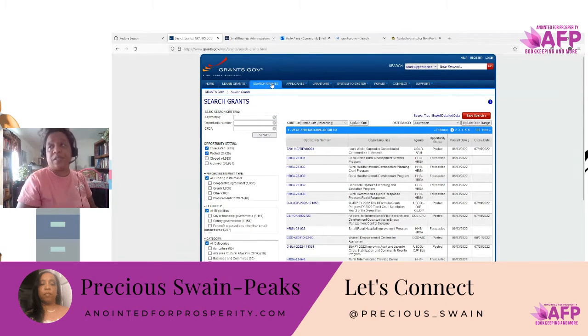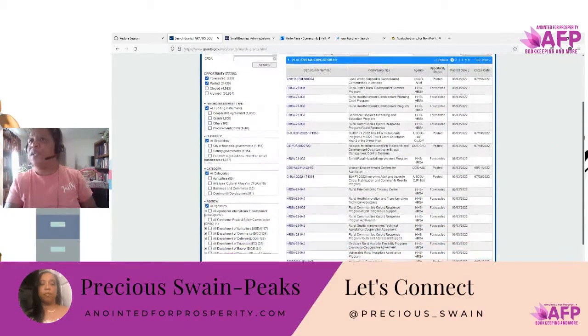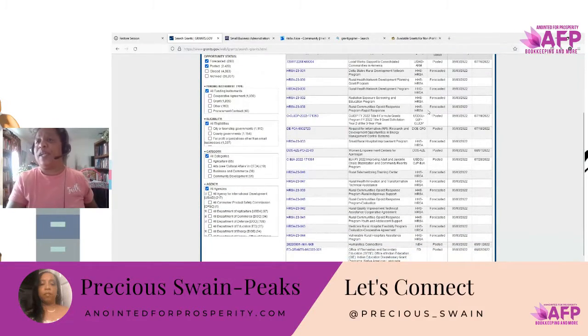Search grants. Search grants is going to probably be the tab that most of you are looking for. When you search grants, you can put in keywords. If you know about the grant already, you could put in the opportunity number. You would hit search and you would find what you're looking for. But I want you to take a look at the left-hand boxes. You can narrow down your searches to the type of grants that you're looking for.